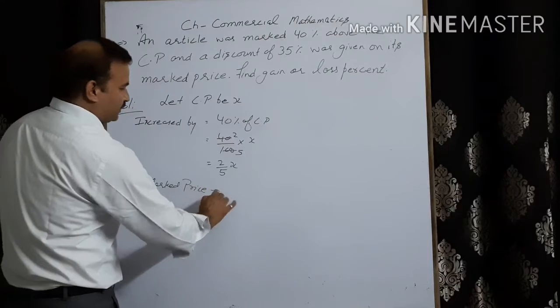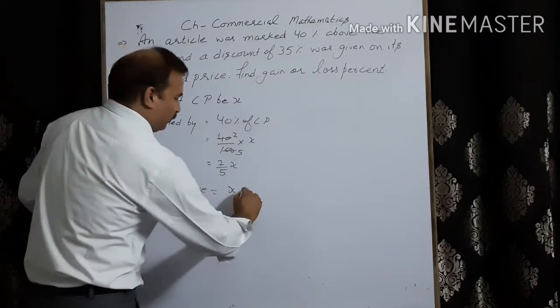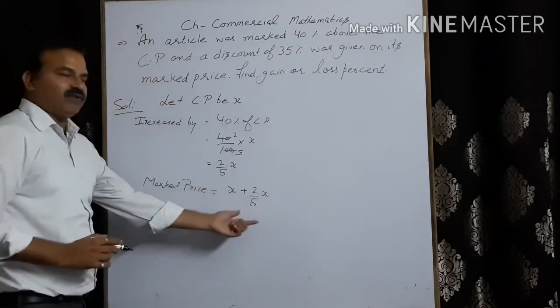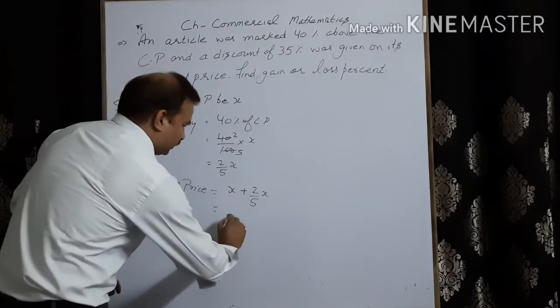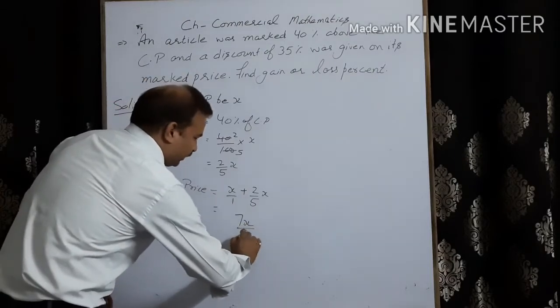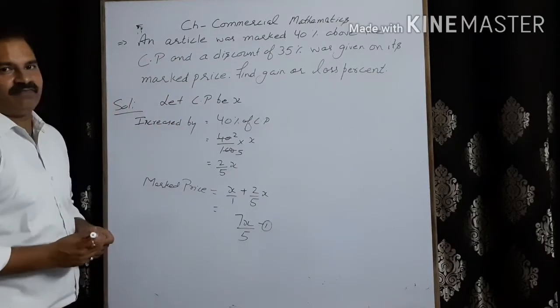Now what is the mark price? The cost, that is whatever amount he has paid, plus the amount by which he has increased. So when you add this, it will become 5x plus 2x, that will be 7x by 5. That is the mark price, that is 7x by 5.